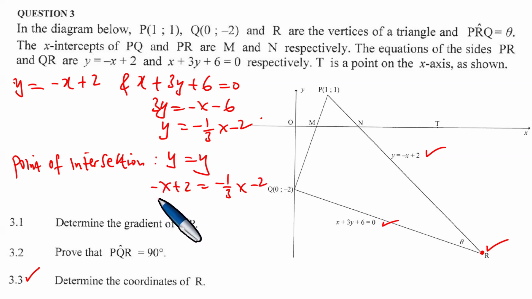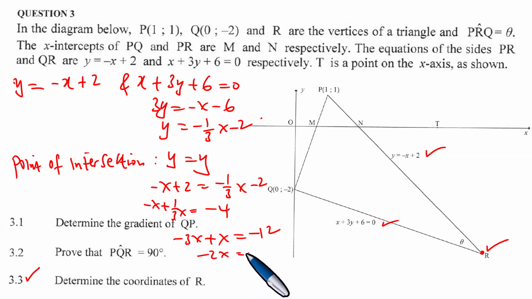So if we solve for x, what do we do here? We bring this one over, which is -x + 1/3 x = -4. You multiply through by 3, which gives -3x + x = -12. -2x = -12, which means you divide -12 by -2, and you get 6.